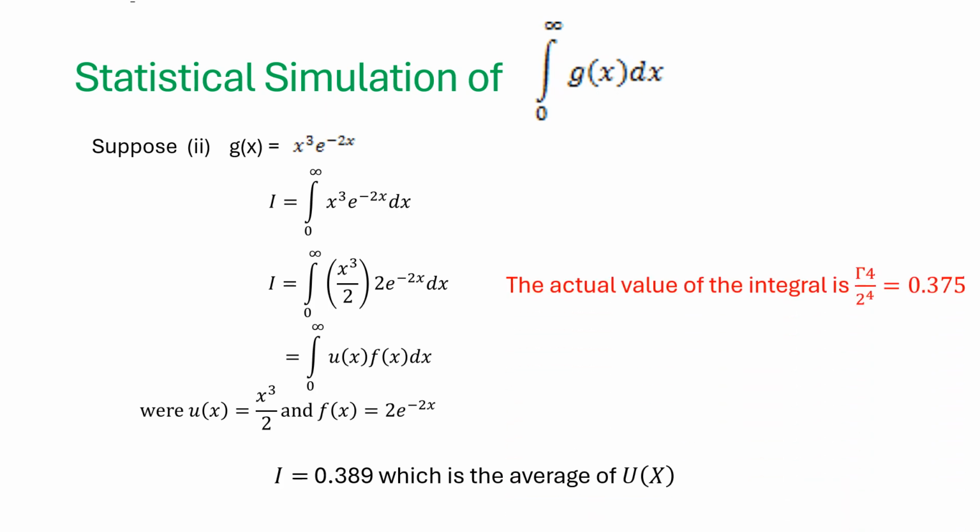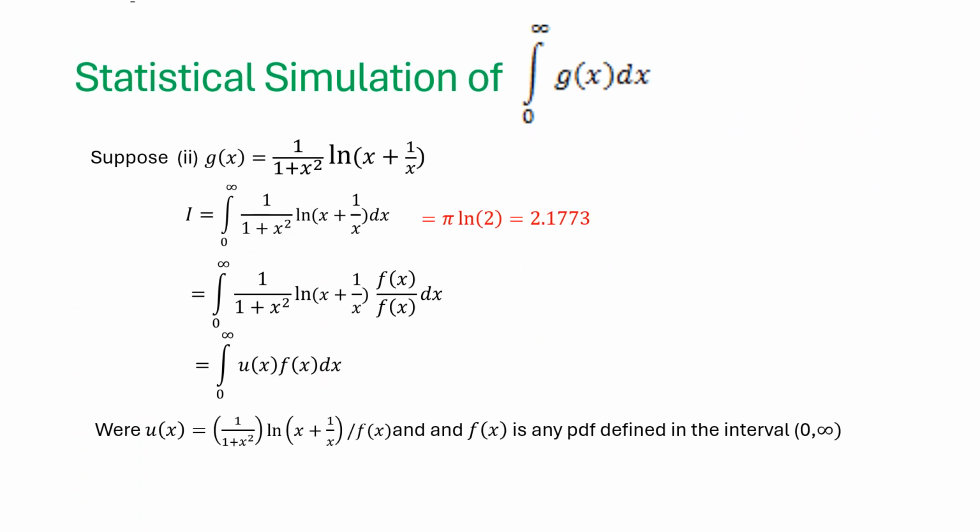Okay, so the actual value of the integral is gamma 4 divided by 2, it's again a gamma integral. So gamma 4 divided by 2 raised to 4, that is 0.375. So the approximate value we are getting is 0.389, slightly more than that. So more or less is always possible in accuracy. If you want this value to be better, then you can increase the sample size, definitely. You can improve and approximate the actual value with less error.